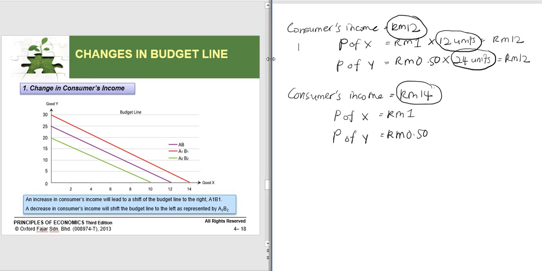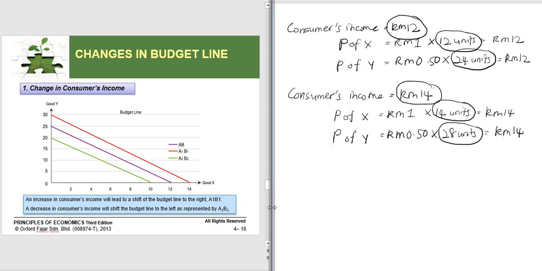So for product X, the consumer can buy 14 units because the price is 1 ringgit per unit. So that will total 14 ringgit. And for product Y, the consumer is able to buy 28 units, which also totals 14 ringgit. So when the consumer's income increases from 12 ringgit to 14 ringgit, the consumer is able to buy 14 units of X and 28 units of Y. So in this case, you will have a different budget line.